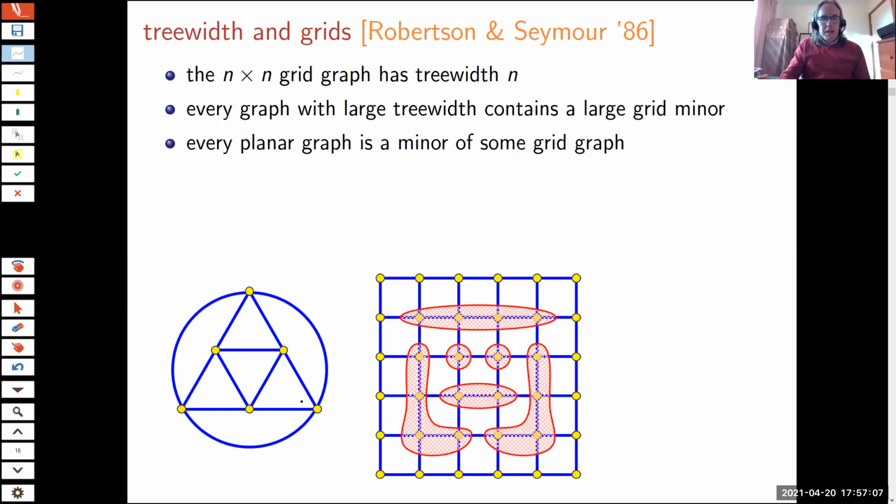Now, there's an easy exercise that says that every planar graph is a minor of some grid graph. So on the left here, I've got the octahedron. And on the right, if I contract the red blobs and delete the outer face, I would get back the octahedron.